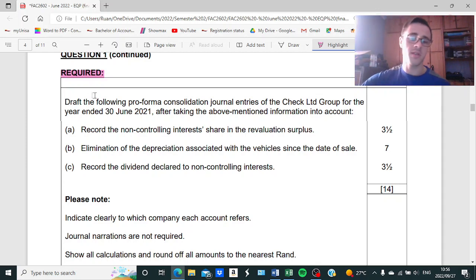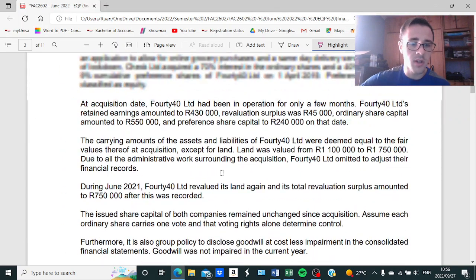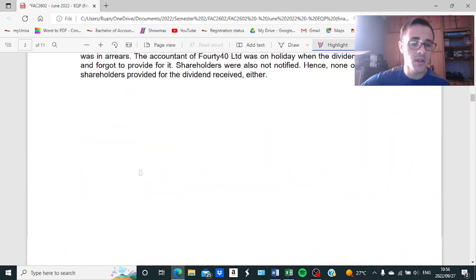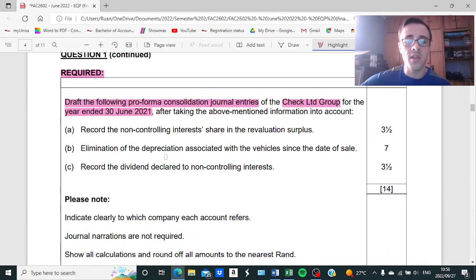So for this question, we are required to draft the following pro forma consolidation journal entries of the Czech Limited Group for the year ended 30 June 2021, after taking the above mentioned information into account. So after taking the information on this page into account, only these 3 journal entries are required. Okay, do not waste your time on drafting other entries.